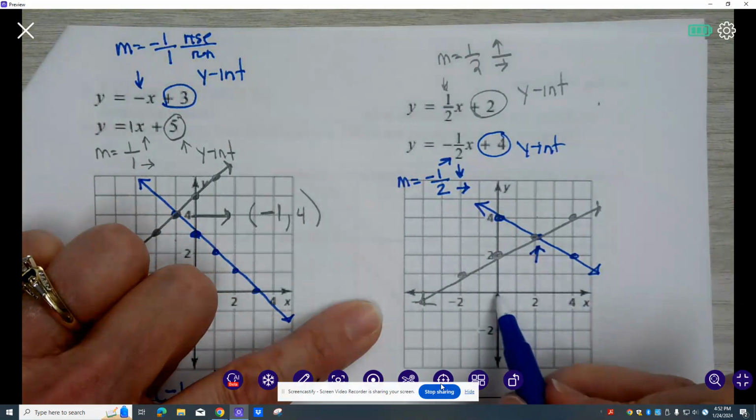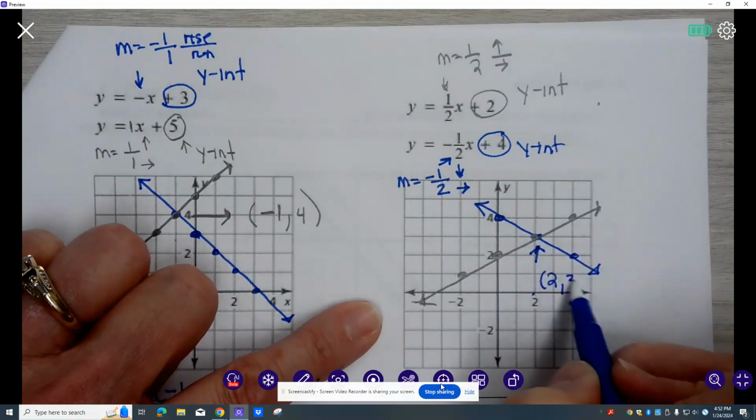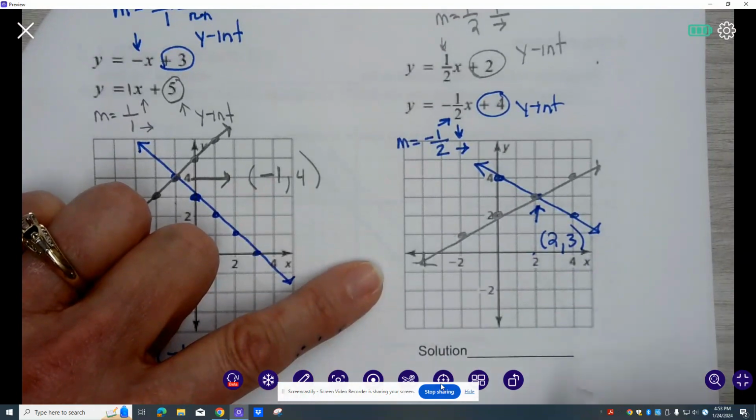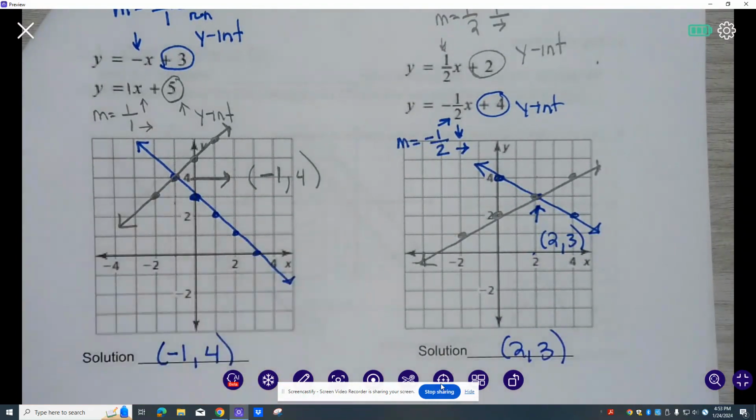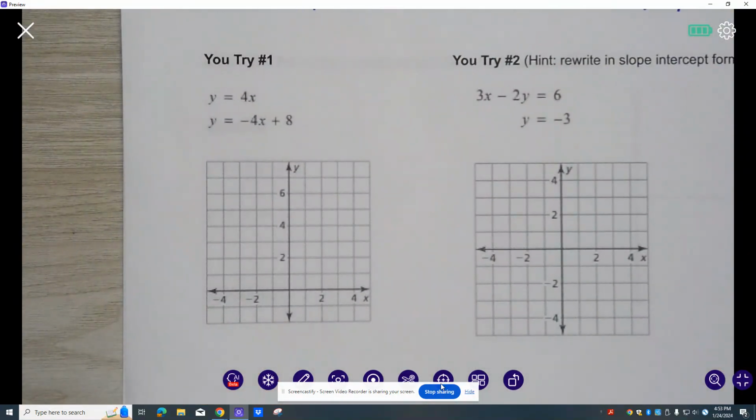So that coordinate point is over 2. X is 2. Up 1, 2, 3. Y is 3. So the solution to that is 2, 3. Remember to pause the video if you need to, but make sure you have these problems beautifully in your notes. Okay, then the next two are your turn. So you are going to try those on your own. I'm not going to show you the solution to these in the videos. Perhaps I might go over these tomorrow in class, but I will give you the solution.